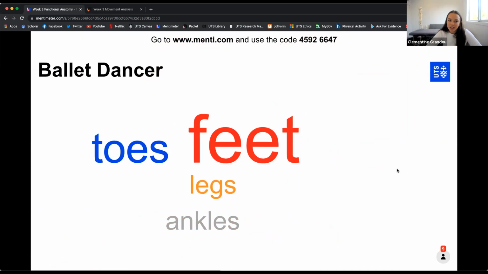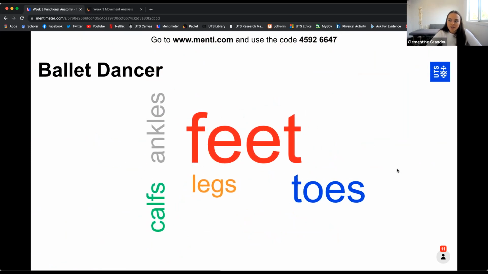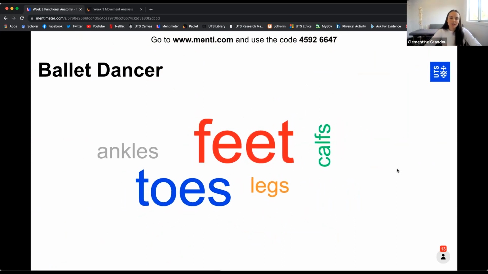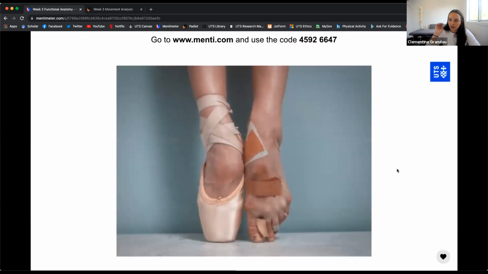Definitely at those feet, there's going to be a lot of stress on them, especially if they're always standing in that pointe position. I'm sure you've all seen an image like this before, where you can see the ballerina's feet. If you look specifically at the heads of the metatarsals, which is like the knuckles of the foot, you can see that they're quite bony and protruding.